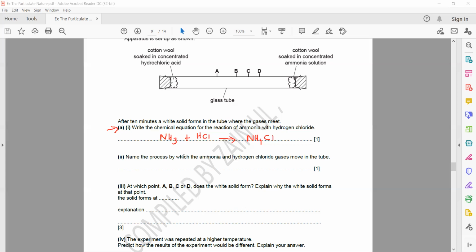Then part B, name the process by which ammonia and hydrogen chloride gases move in the tube. What is the name of the process? And this time, because we are doing the structure question, I want everyone that your answer should be visible to everyone, because this is a structure question. Your answer should be visible to everyone.